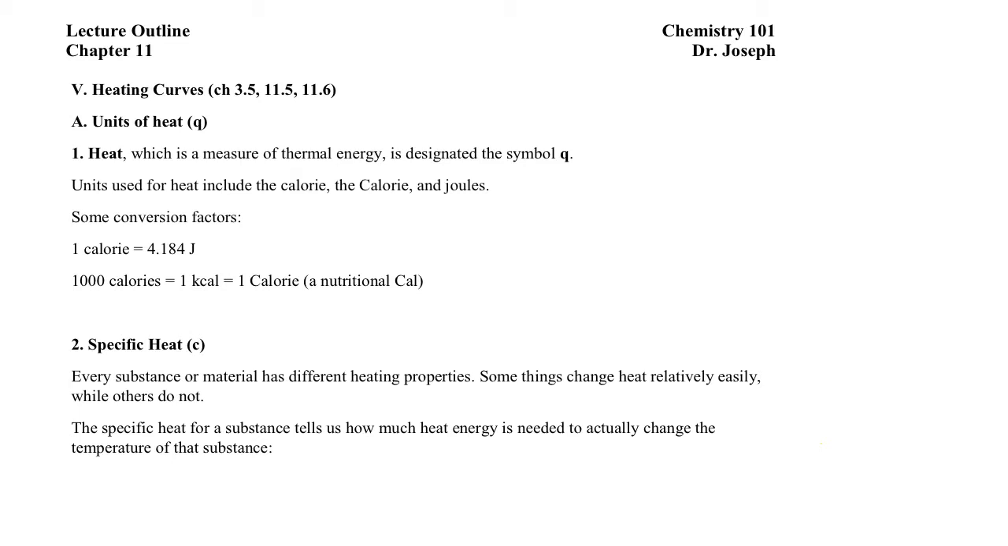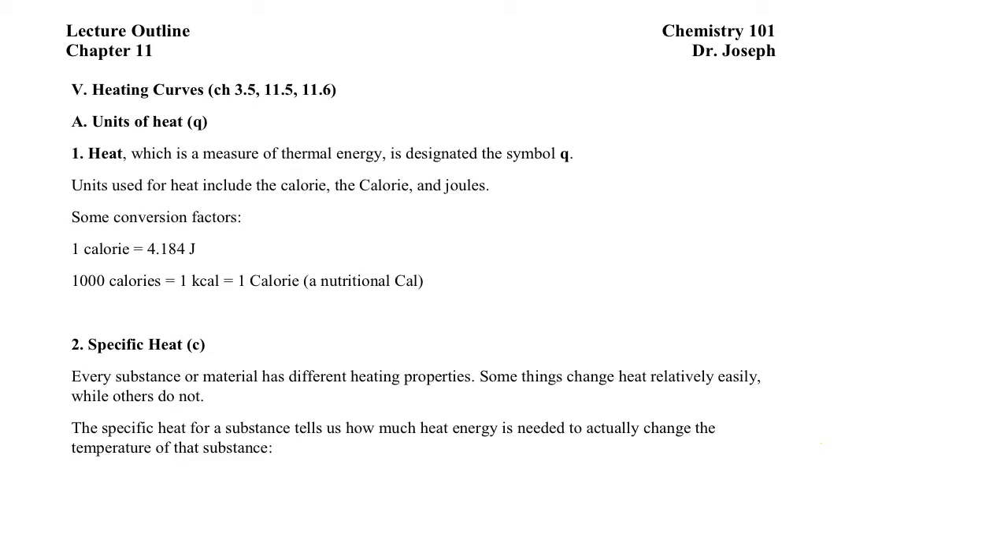So to get started with that, here in part A, the first thing I'm going to introduce to you is something we call Q, which is the heat involved in a process. So heat, which is a measure of thermal energy, we designate by using the symbol Q. Q represents heat or thermal energy. Now, we have a lot of different units that we use for Q that we haven't seen before. So we're going to see these units a few times.